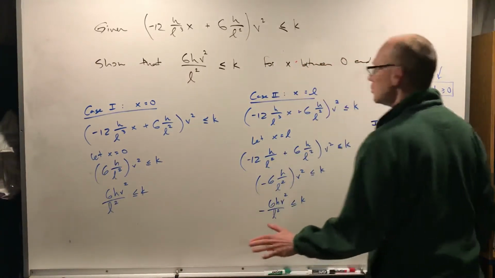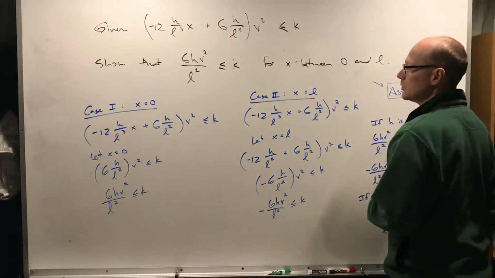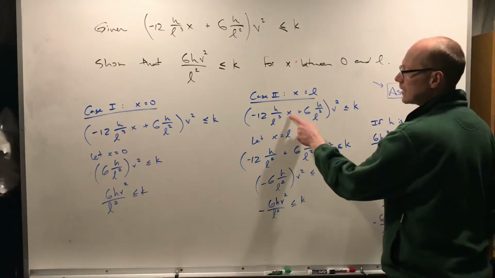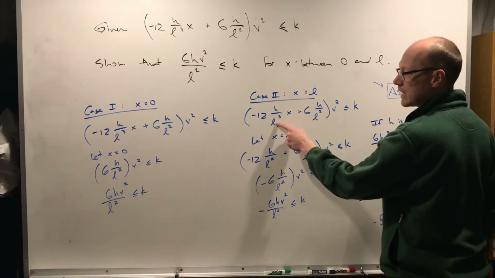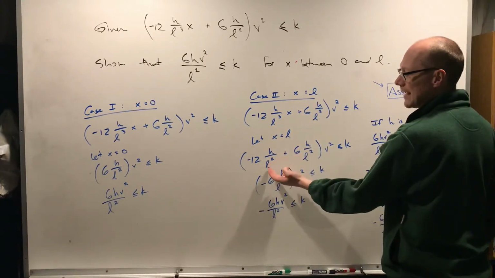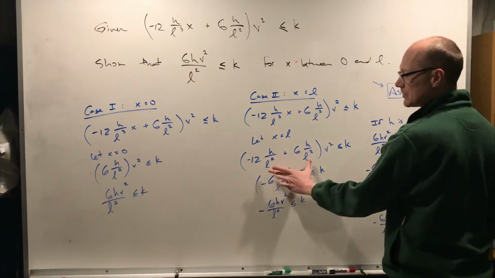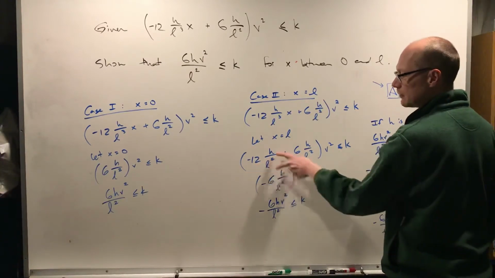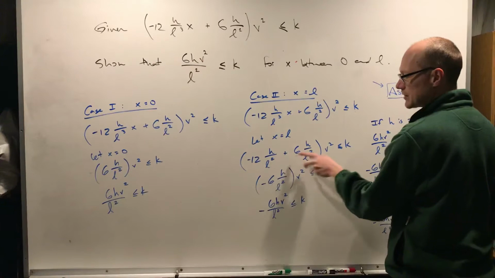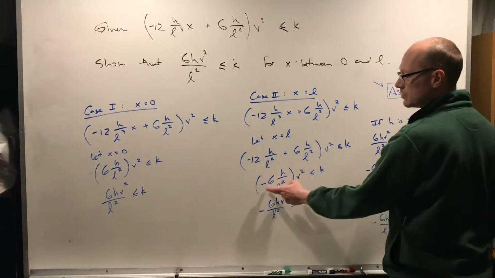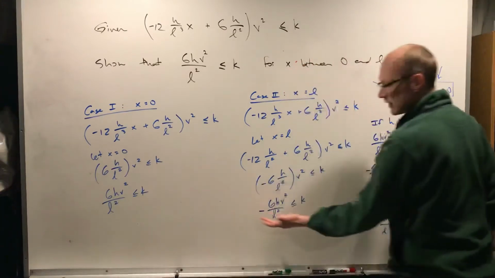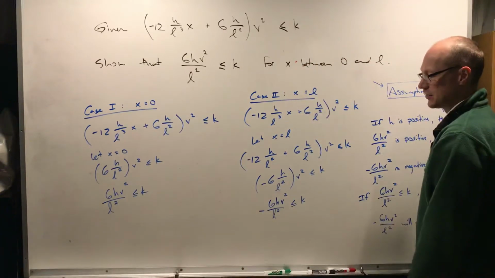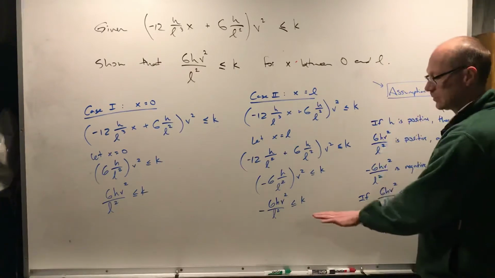Now case 2, what about if x equals L? Well, if x equals L, if I put an L right here, that L is going to cancel with one of these L's down here, and you'll have an L squared on the bottom. Now these are like terms: negative 12 fraction plus 6 fraction gives you negative 6, or just the opposite of that. So negative 6h v squared over L squared is less than or equal to k.